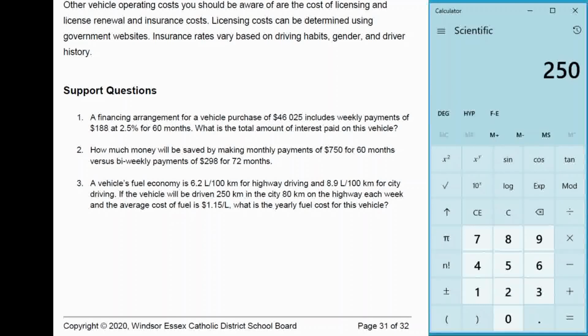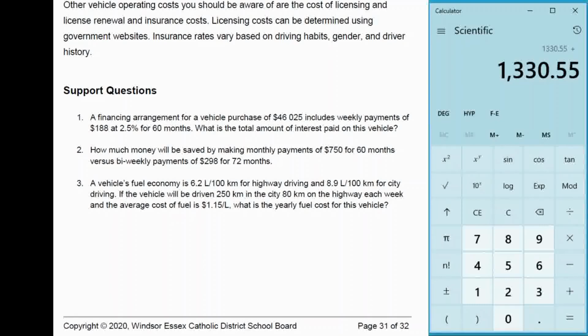So let's take that 250, and we are going to multiply this by the 8.9 liters per 100 kilometers for the city. So we divide by the 100 kilometers as well. We have to multiply this by the cost, 1.15, and we have to find out what this is, our weekly cost. So what's this going to be yearly? Multiply by 52. So here's our yearly city driving cost.